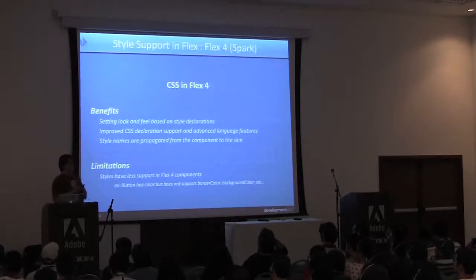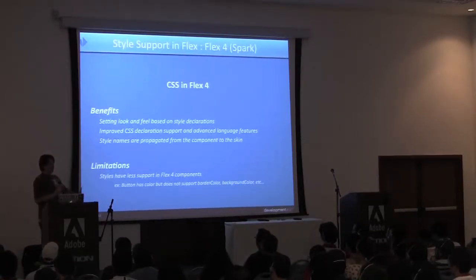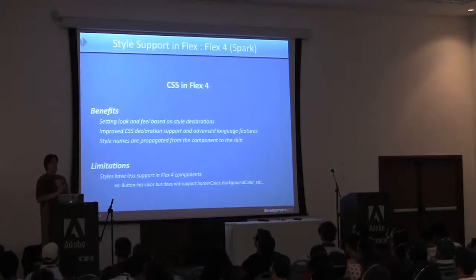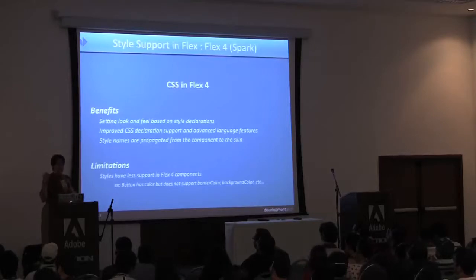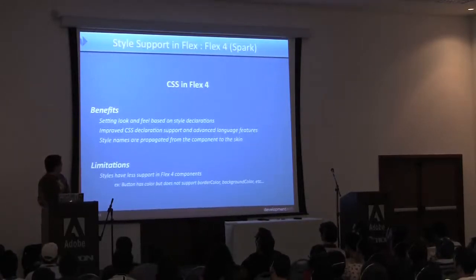So what they've done is they've been improving CSS in Flex 4. We still have the CSS syntax that we had before, but they're adding a lot more advanced features, and we're going to go through all those advanced features in this session. We'll break it all down. And one of the nice things is we have this skinning architecture, which separates our layout and logic. We'll go much deeper into that in a bit, and we can take advantage of that.